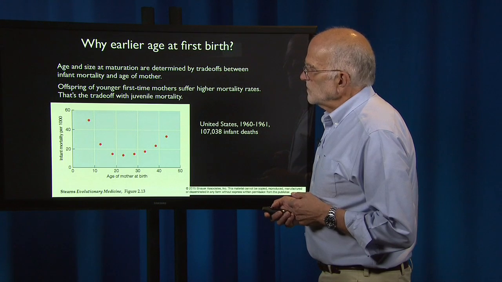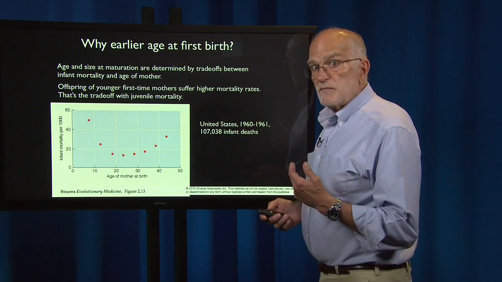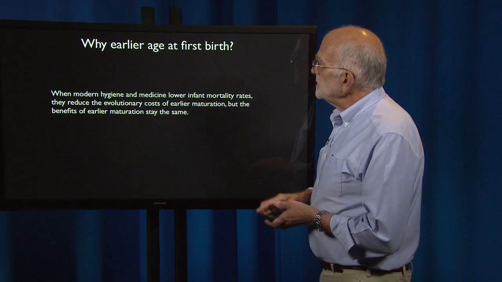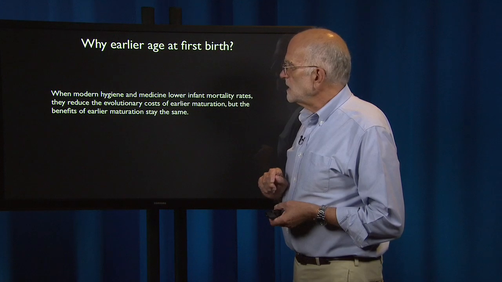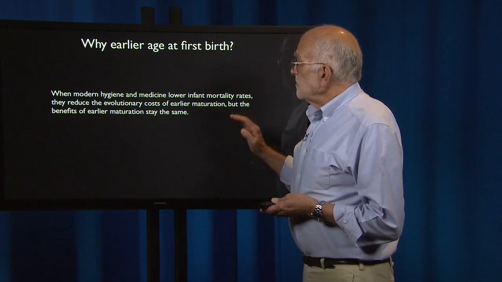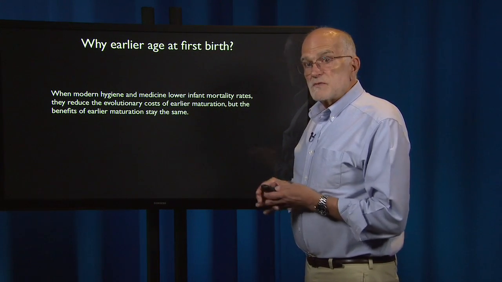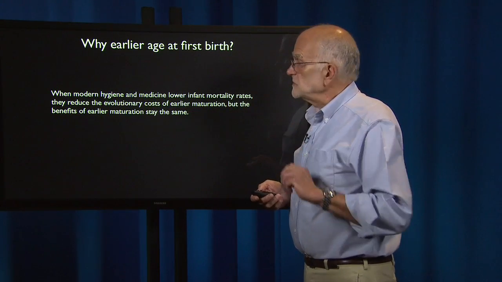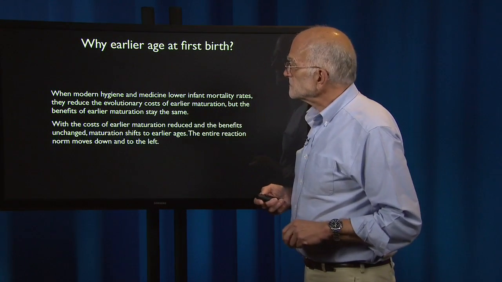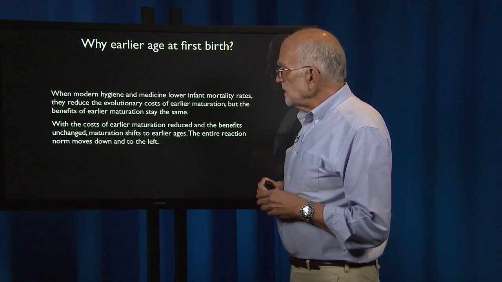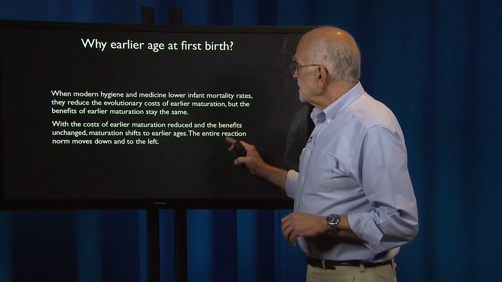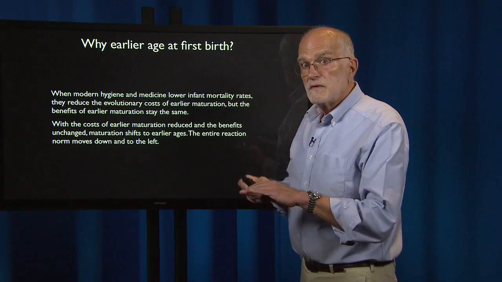So what's going on when medicine improves early childhood survival is something that has a direct impact on the evolution of age and size at maturity. When modern hygiene and medicine lower infant mortality rates, they reduce the evolutionary costs of earlier maturation, but the benefits of earlier maturation stay the same. So the cost-benefit ratio changes. It's become possible, and it pays off, to mature earlier. With the costs of earlier maturation reduced and the benefits unchanged, maturation shifts to earlier ages. The entire reaction norm then moves down and to the left.